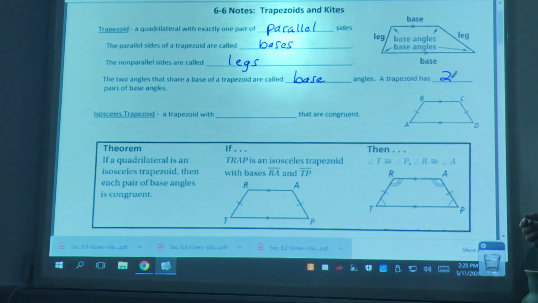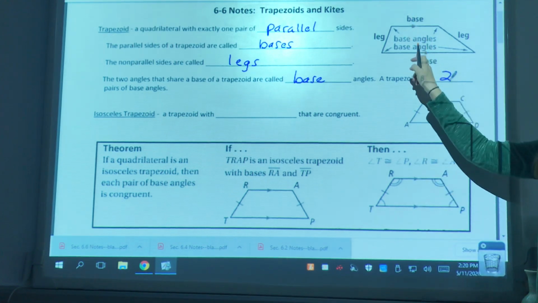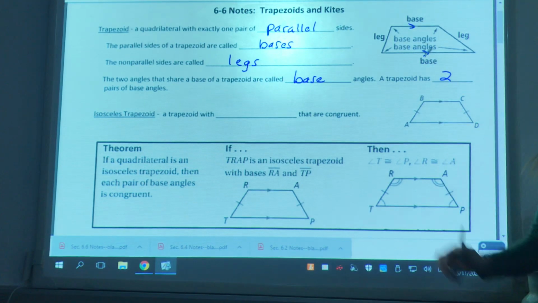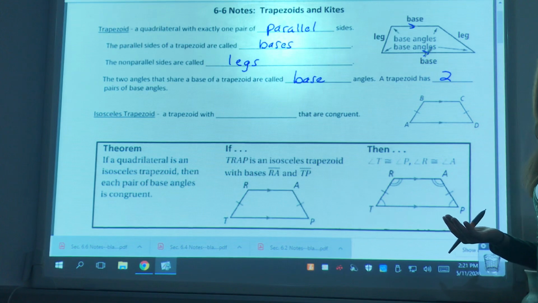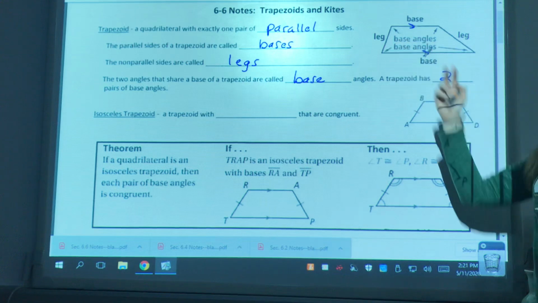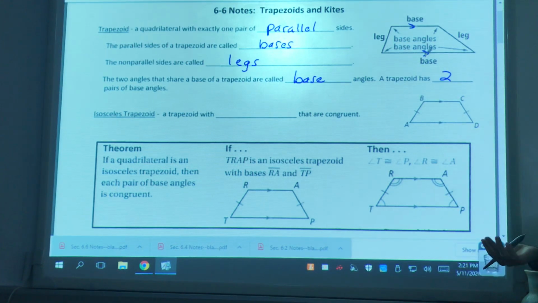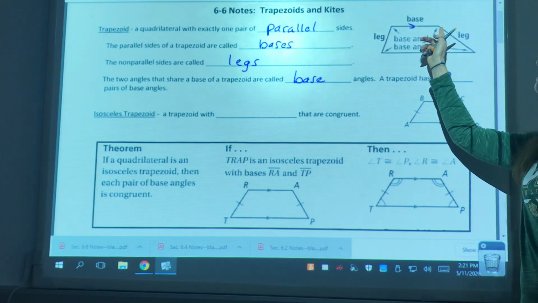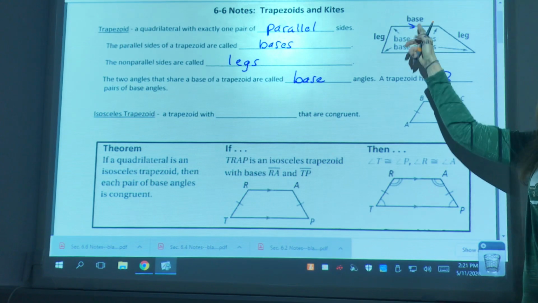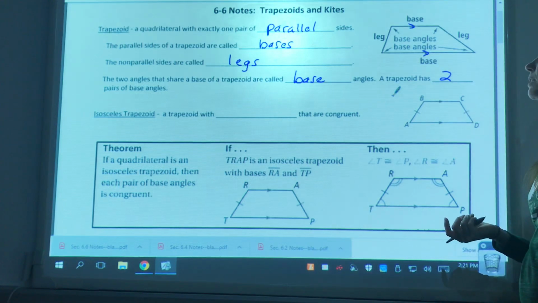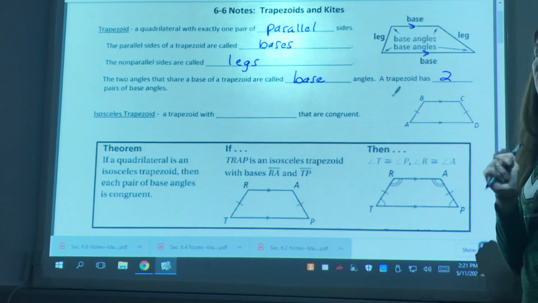Okay, so if you look over here, again, we just said a trapezoid has one pair of parallel sides. Okay, and I can see that with the little arrows here. These other two sides are not parallel to each other. So the sides that are parallel are called bases. The two sides that are not parallel to each other are called the legs. And then we have some pairs of base angles. So these two angles are a pair of base angles because they're angles right beside one of the bases. And these two angles are a pair of base angles because they are beside the other base. Okay, so each trapezoid has two pairs of base angles.